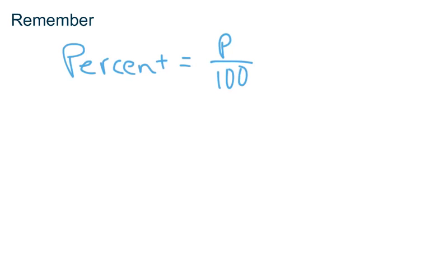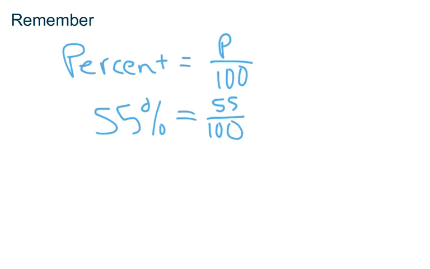So first of all, let's remember what a percent is. Percent is simply a ratio out of 100. So percent equals P, which is a number, over 100. Okay? So for example, if we say something like 55%, that is equal to 55 over 100.